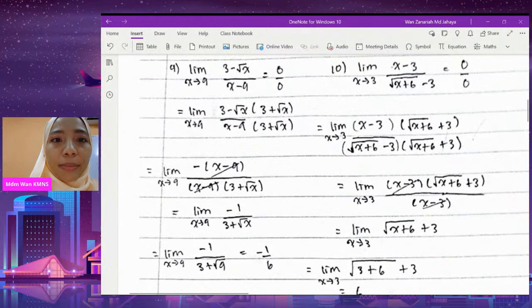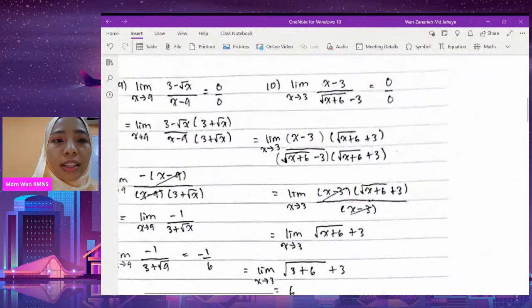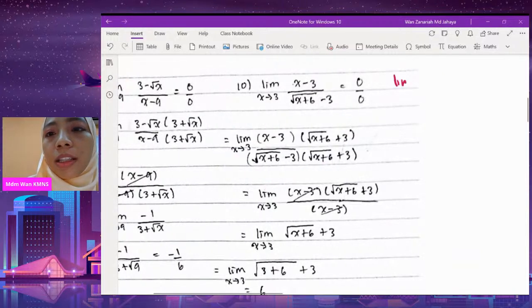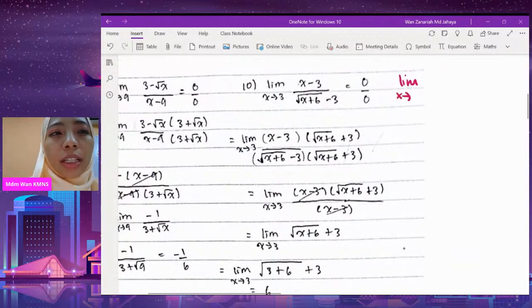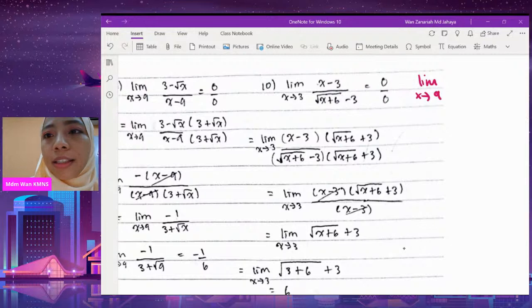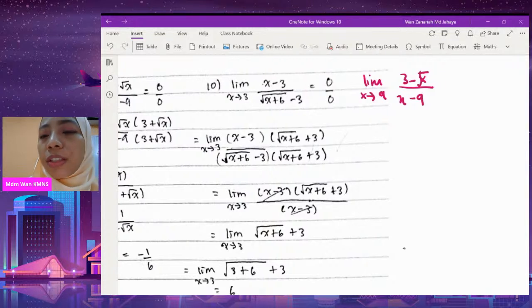Number 9, limit x approaching 9, 3 minus square root of x over x minus 9. Okay, so first step you substitute 3 minus 3 over 9 minus 9. So you don't show this ya. Itu simpan dalam kepala je.